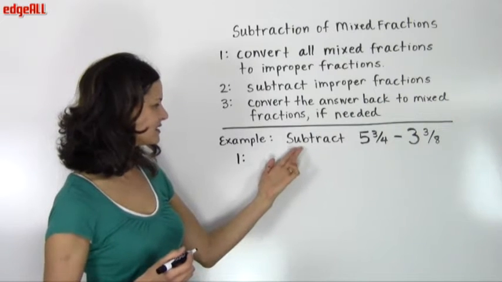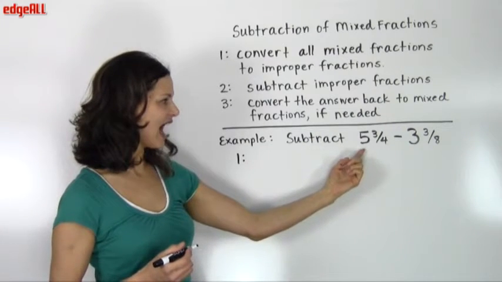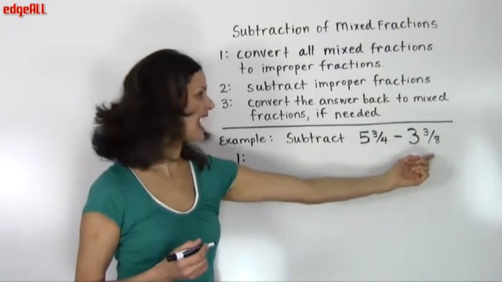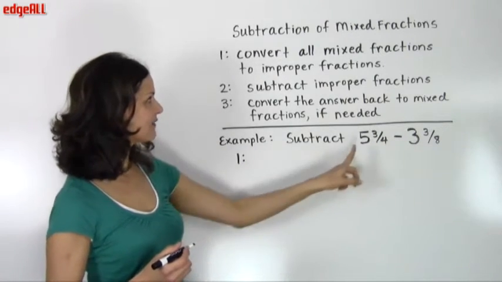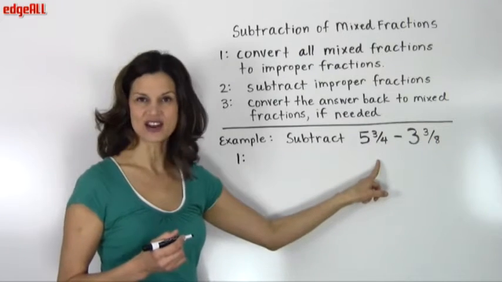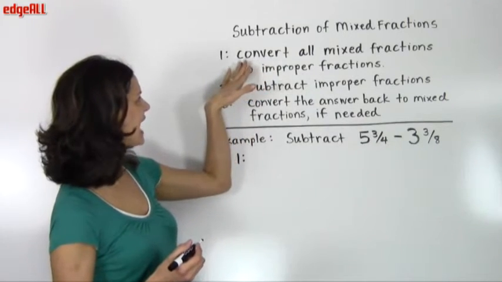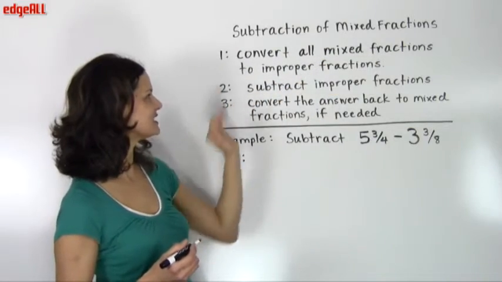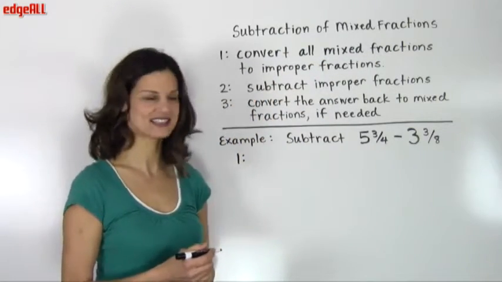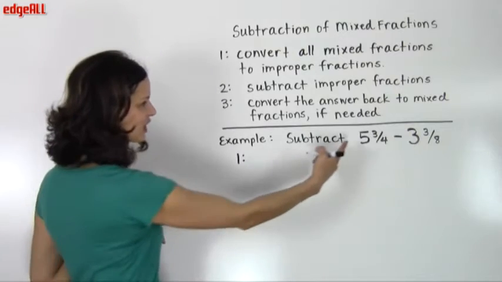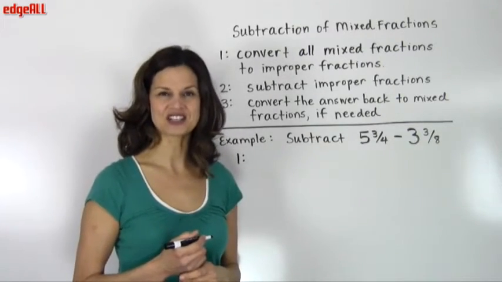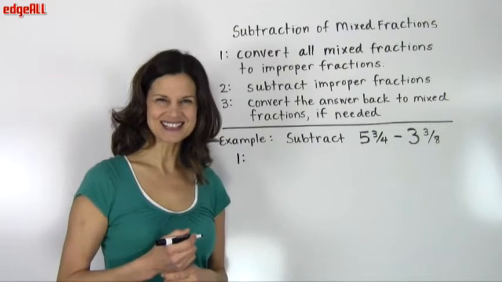So our example tells us to subtract 5 3/4 minus 3 3/8. So we have two mixed fractions here, and we need to follow the steps. First, we're going to convert our mixed fractions to improper fractions. So let's start by converting 5 3/4 to an improper fraction. And you remember how to do this.